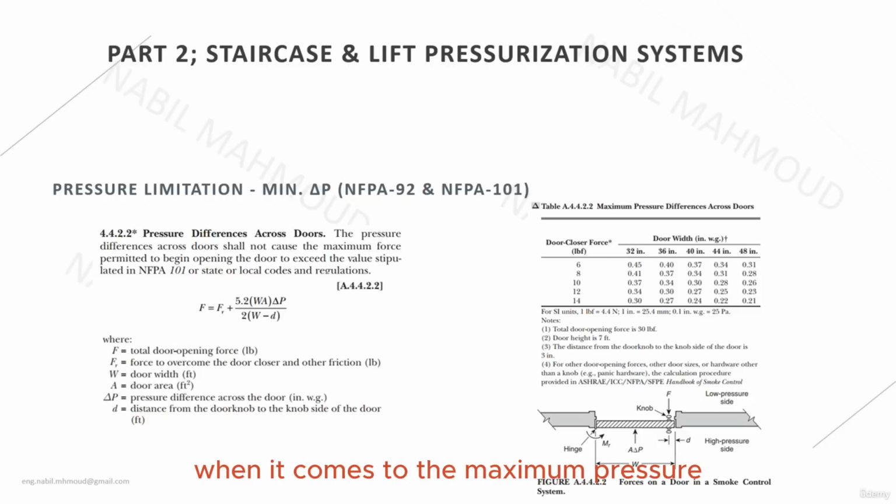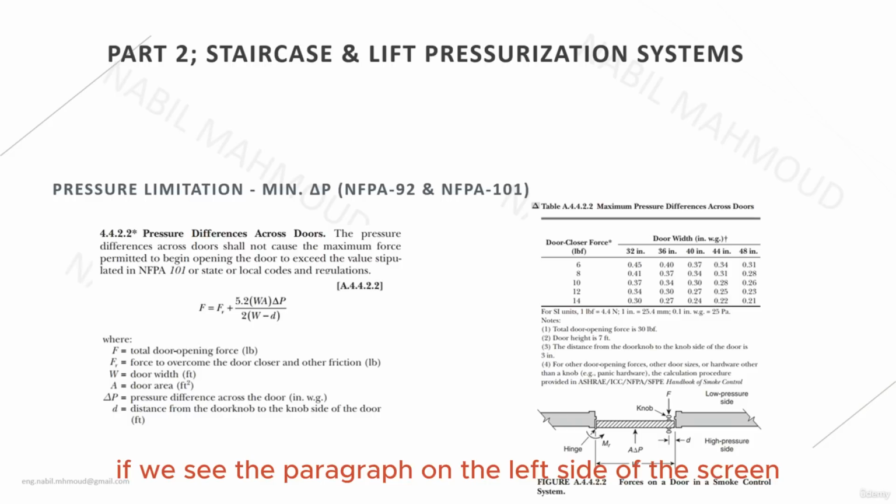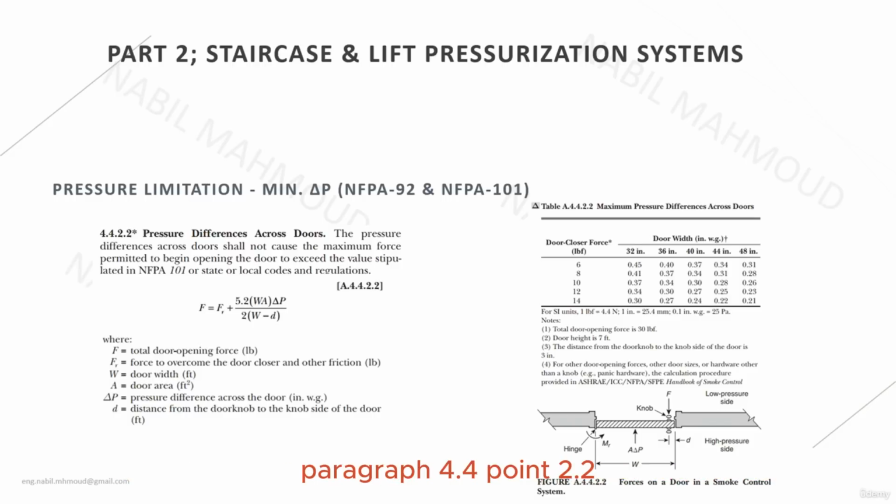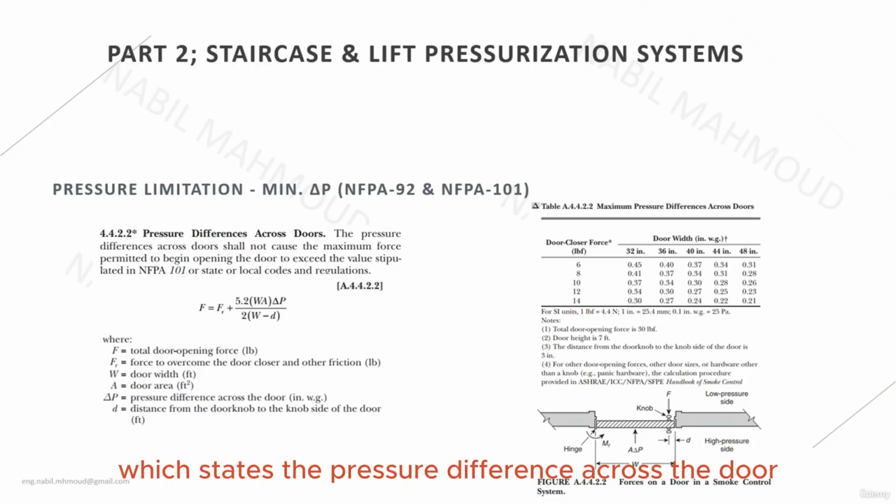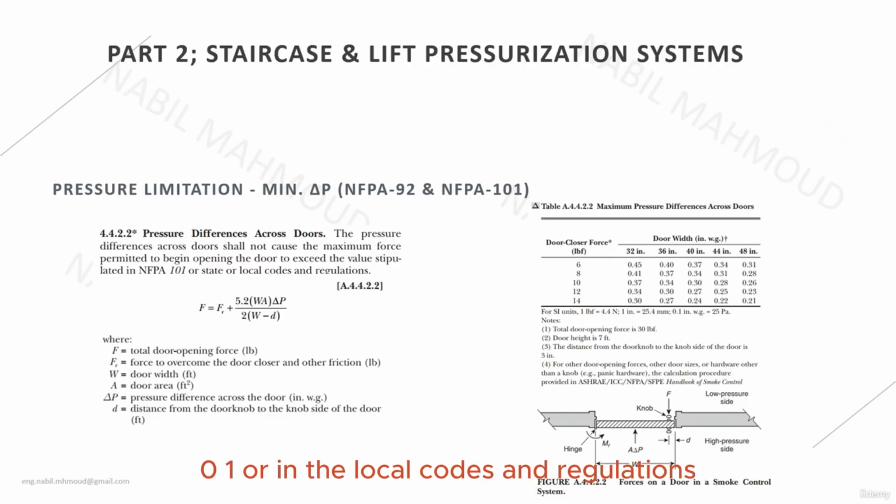When it comes to the maximum pressure that needs to be followed and not exceeded, we will refer to NFPA 92 and NFPA 101. If we see the paragraph on the left side of the screen, paragraph 4.4.2.2, which states the pressure difference across the door. In this paragraph, it is stated that the pressure difference across doors shall not cause the maximum force permitted to begin opening the door to be exceeded to the value stipulated in NFPA 101 or in the local codes and regulations. The table stipulated in NFPA 101 can be found on the right side of the screen.